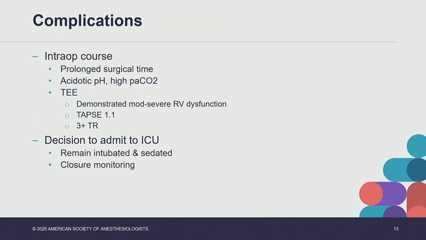So due to all these complications, all the things that you have done to try and augment them, unfortunately, she has not tolerated this, and you decide to send her to the ICU because she needs further optimization to require extubation at this point. So the TEE was showing moderate to severe dysfunction, your TAPSE has dropped, and your TR is now 3+. So now you have to send her to the ICU for further management so that she can be optimized appropriately before she can be extubated.